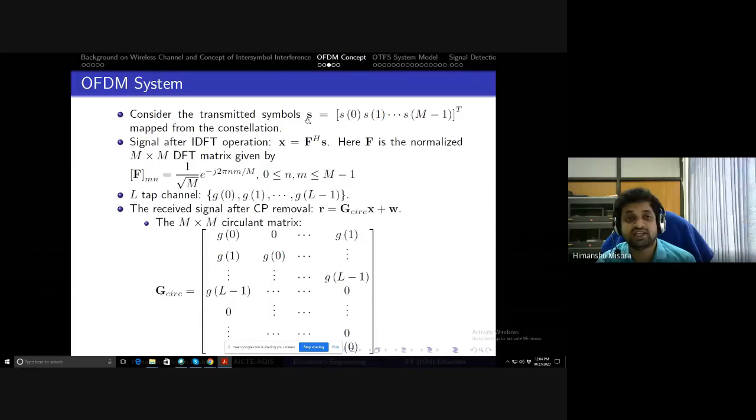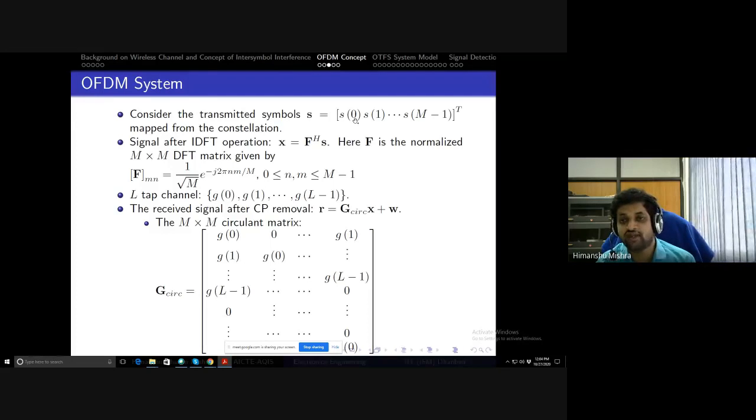Suppose you are transmitting signal S over M number of subcarriers, S0, S1 up to SM-1. So for the signal, as I told you, at the transmitter you have the IFFT operation, you can call it the IDFT operation. Once you do that operation, you can write it mathematically: this is the FFT matrix or DFT matrix, F. And its Hermitian will definitely give you the IDFT operation.